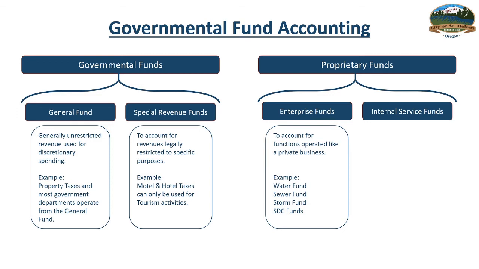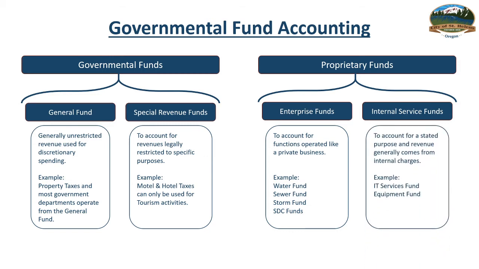Enterprise funds are funds that are set up to track government operations that are intended to be self-sustainable and pay for themselves. These types of government services are the ones that are run the most like a private business. For the City of St. Helens, these are mainly the water, sewer, and storm utility funds. The intention of an enterprise fund is to balance the revenues coming into the fund against the expenses needed to operate the service being provided. For example, water revenue from utility bills must pay for water expenses.